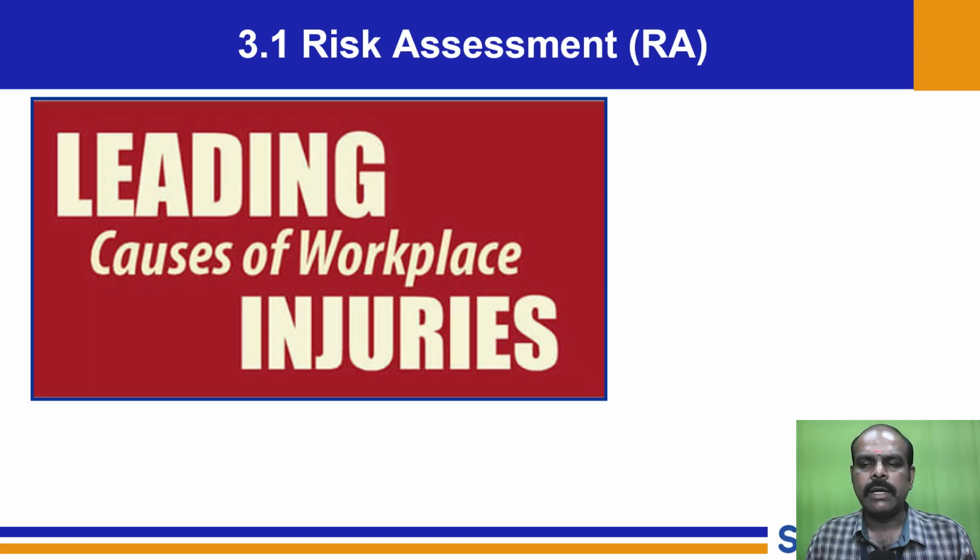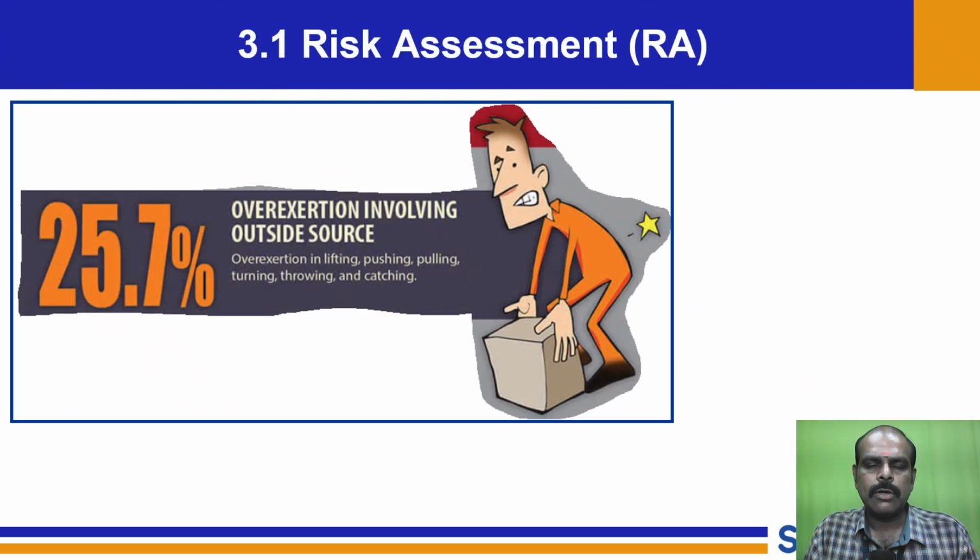Before we get into the risk assessment, we'll understand the possible and potential accidents which occur on a shop floor based on previous history. These are the leading causes of workplace injuries. Ten injuries have been listed here with respect to the percentage of their significance. The first contributing factor, with a volume of 25.7%, is overexertion involving outside resources: overexertion in lifting, pushing, pulling, turning, throwing and catching.